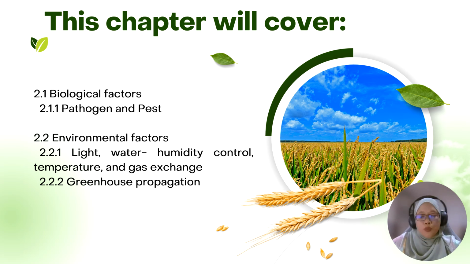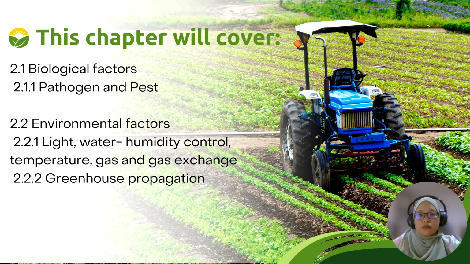This chapter is part of our broader understanding of seedling performances. As the world population keeps increasing, the importance of efficient and healthy plant production cannot be overstated. Chapter 2 is divided into biological factor and also environmental factors. Today, our focus will be specifically on biological factor, which is on pests and pathogen.